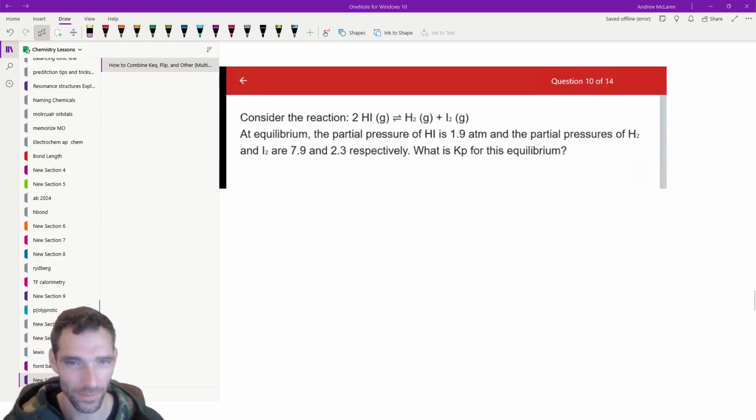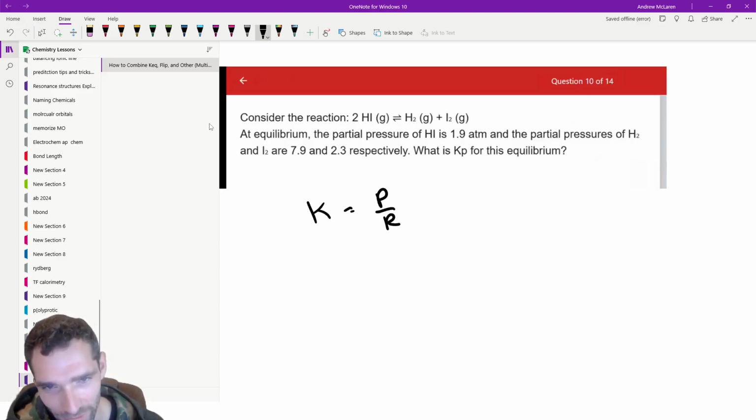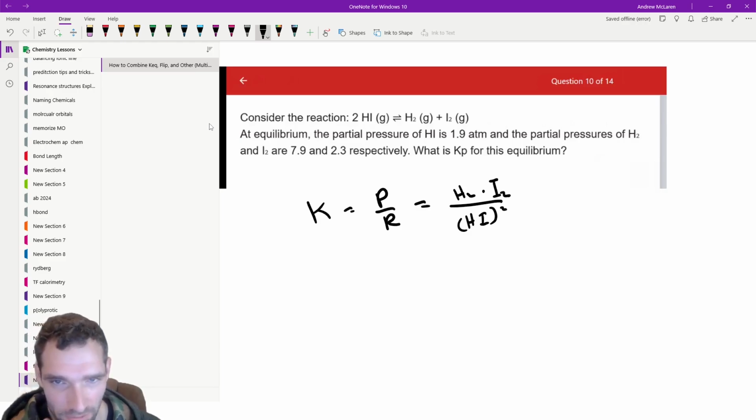This problem's not too bad. We're just kind of plugging things in. Make sure you always write out products over reactants here. It's very common for people to mess that up when they start getting to these problems. We're like, okay, I think I'm getting the hard stuff, and then they start messing up the easy steps. This is going to be squared because it's got a 2, but each one of these do not have any coefficients in front of them, so we're just multiplying them out.